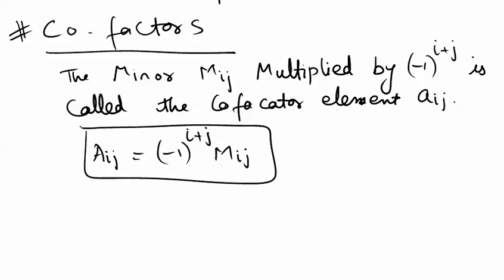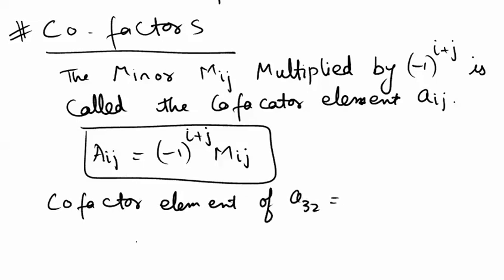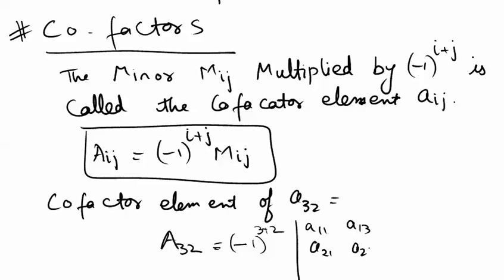Right? For example, if I wish to find in the above example the cofactor element of A32, we can represent it by capital A32. That will be nothing but -1 to the power 3 plus 2, and the determinant value we already calculated for the minor. -1 to the power of something odd is going to give you -1 only. So this will become -1.